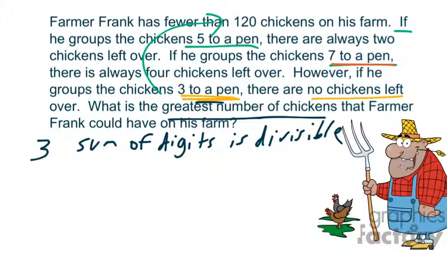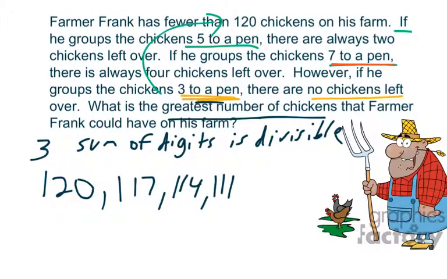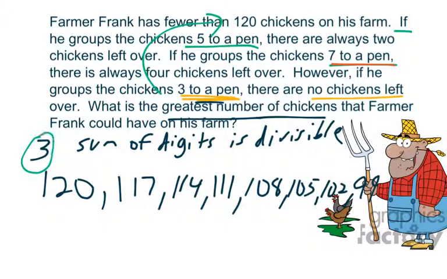So I know that if I add up the 1 and the 2, it's 3. So I know that 120 is a multiple of 3. And I'm just going to list the multiples of 3 just by subtracting 3. So 117, 114, 111, 108, 105, 102, 99. I'm going to stop there because I've listed 3. And now let's move on to 5.